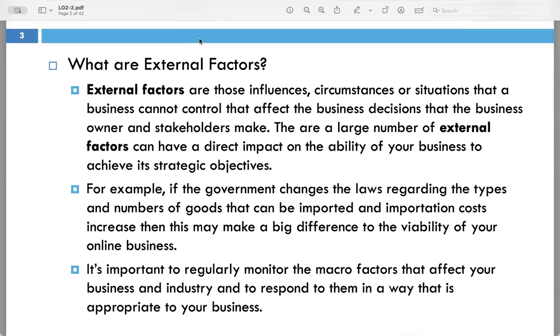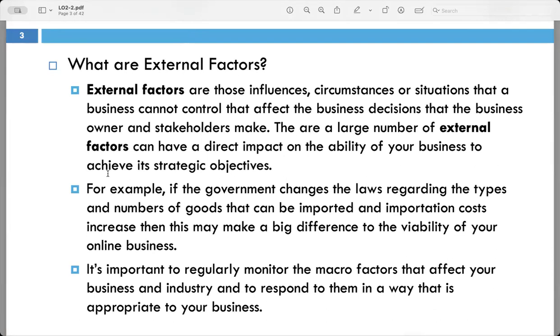What exactly are the types of external factors when it comes to the decisions that the owner of a business and its stakeholders make? External variables are those influences, conditions, or situations that the firm cannot control and that have an impact on those decisions. A company's capacity to accomplish its strategic goals can be directly influenced by a greater number of external factors, and some of these aspects are listed here.